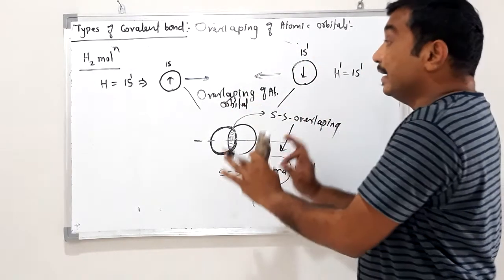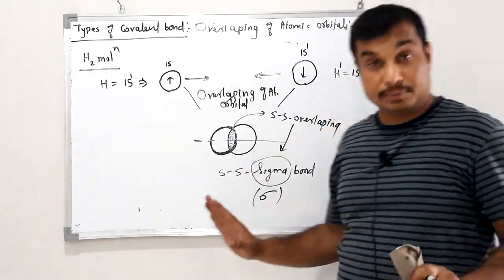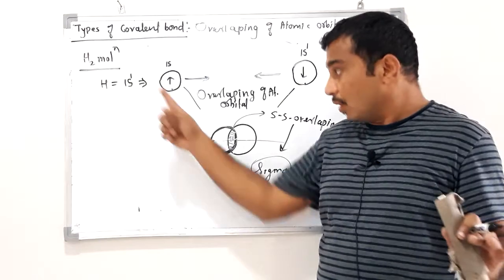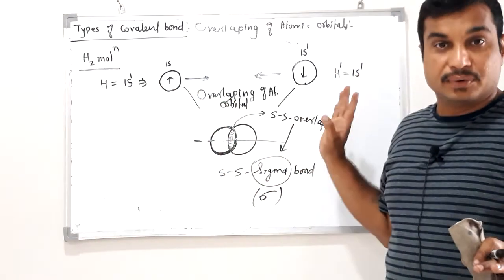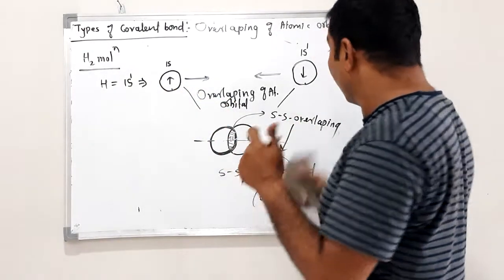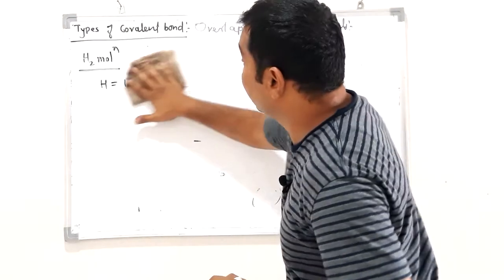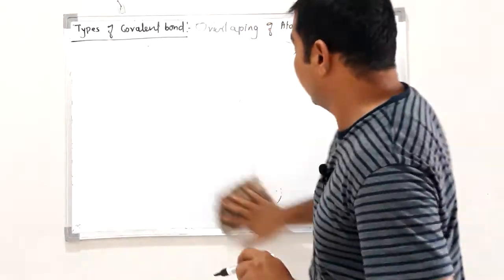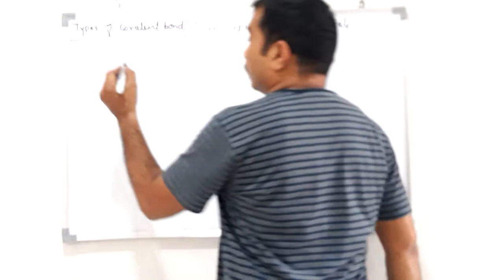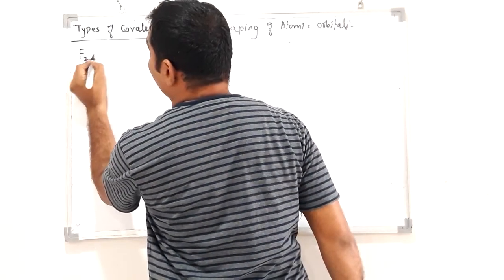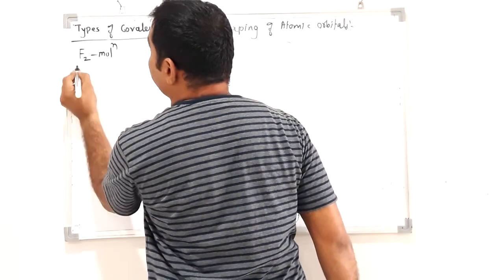In this way, a hydrogen molecule forms. Any molecule forms in this way. Okay, remember. Now one more example. See, the fluorine molecule. Very simple. Fluorine F2 molecule. How does this F2 molecule form?